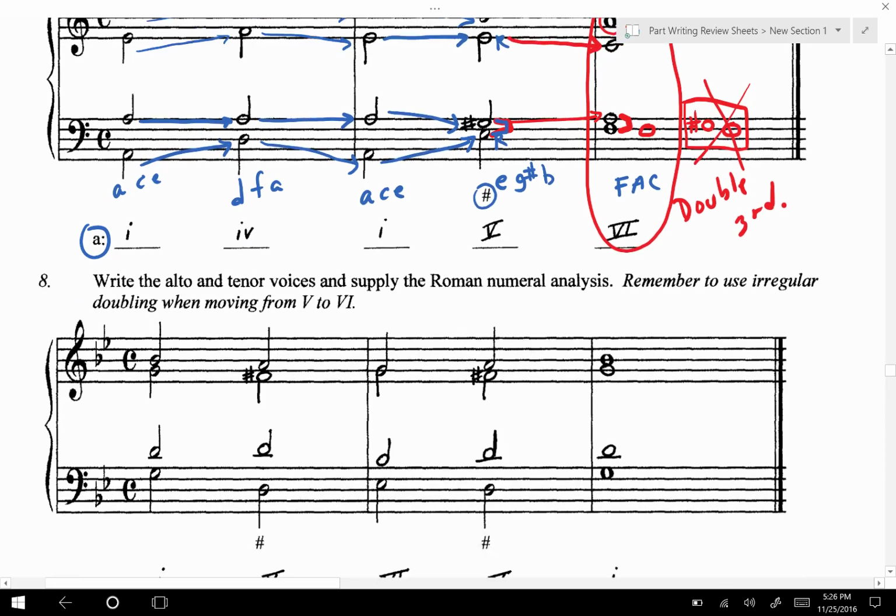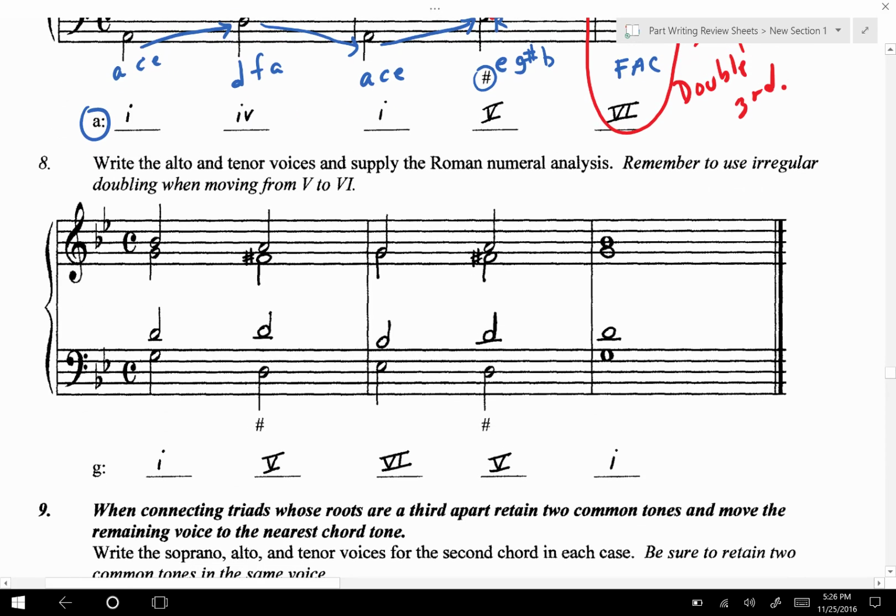Number 8, okay, we also have irregular doubling. We're in a minor key, chances are G harmonic minor, and right away I see a figured bass, meaning to raise the third, so yes, we're in G harmonic minor. And we're going to supply the Roman numeral analysis for this.